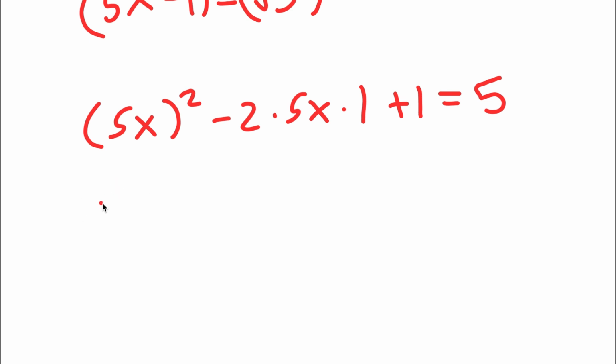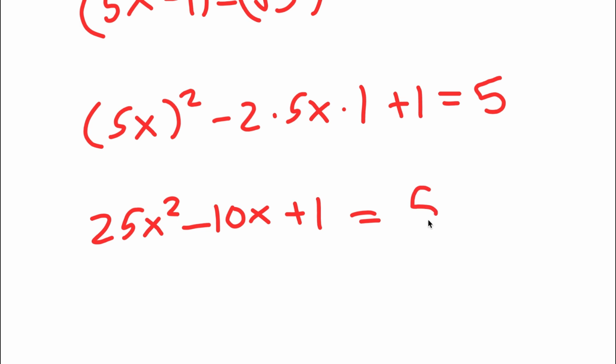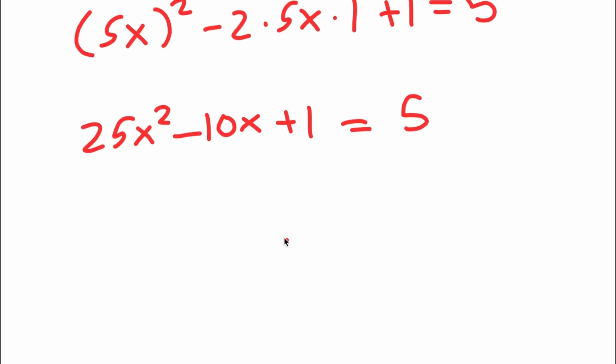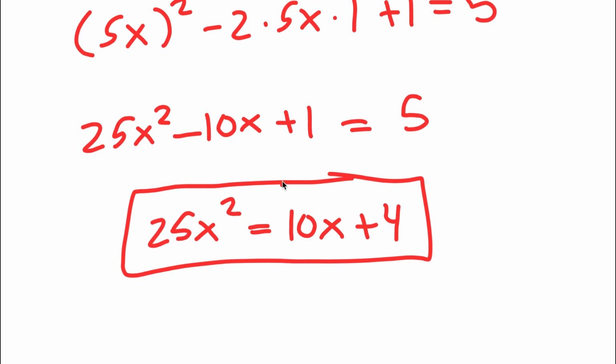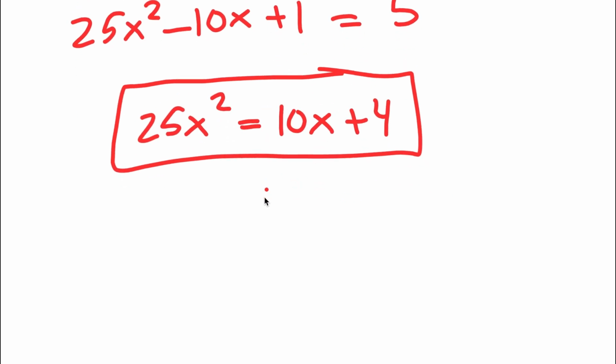So now this turns into 25x squared minus 10x plus 1 is equal to 5, meaning 25x squared is equal to 10x plus 4. So this is our value of 25x squared. We just need to keep this in mind. Now, 25x squared is equal to 10x plus 4.